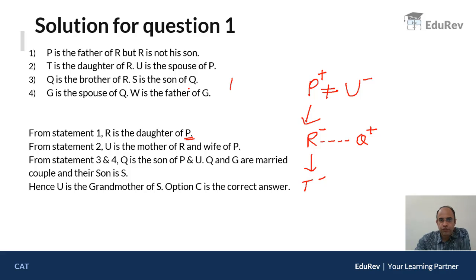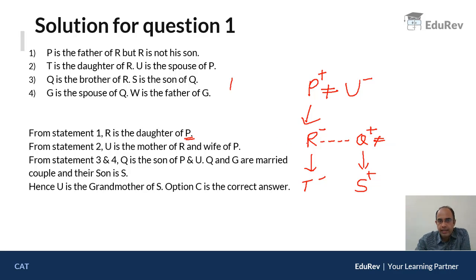S is the son of Q. That means even Q is married and S is the son. They will write son as plus. Now Q is married to somebody, so I have just written down whom he is married to. Whom is he married to? I'm not sure. We'll try to find out.